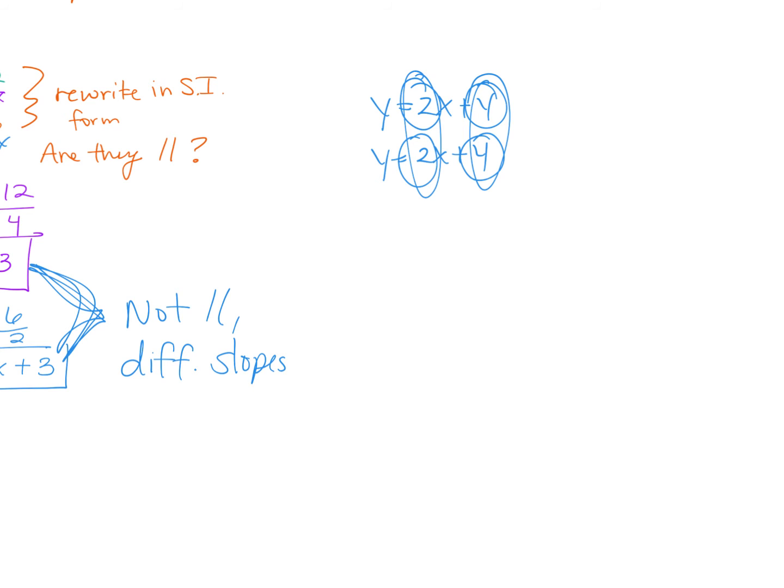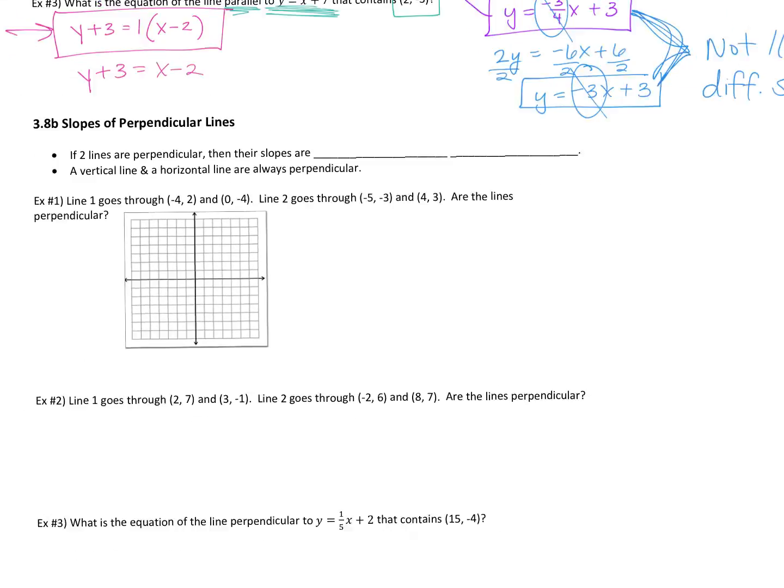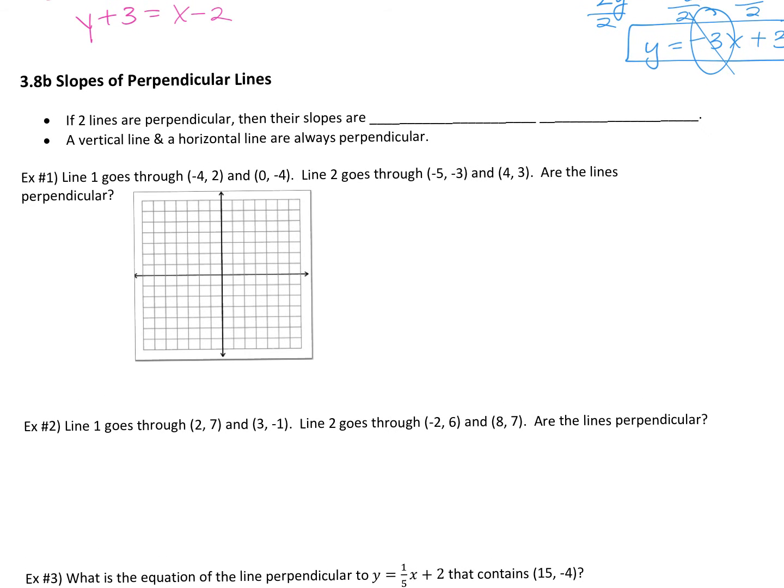Okay, so that's parallel. I'm going to keep going on perpendicular right now because it's very similar and it's just one little change. So we're just going to keep going. We're going to do the whole thing together. Now the slopes of perpendicular lines. And here's the difference, okay? If two lines are perpendicular, instead of their slopes being the same now, their slopes are actually opposite reciprocals.